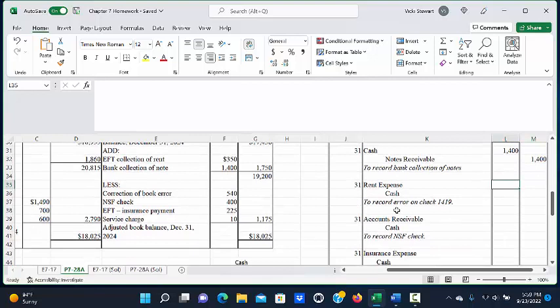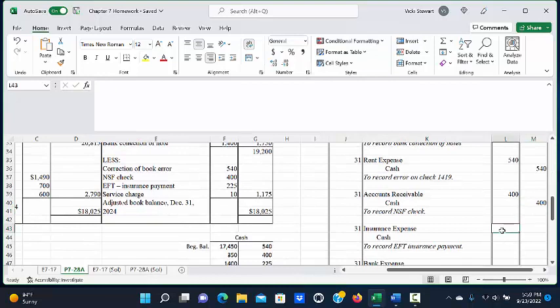Next, we're going to correct our rent expense because we had recorded the wrong amount for check 1419. So we would debit rent expense for $540 and credit cash for the same amount. Next, we're going to put the $400 back in accounts receivable for the insufficient funds check by debiting accounts receivable and crediting cash for $400.